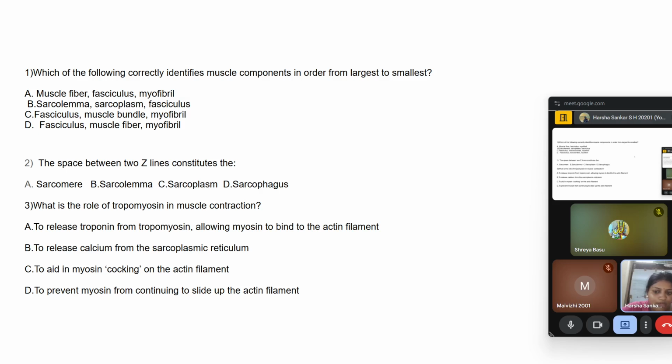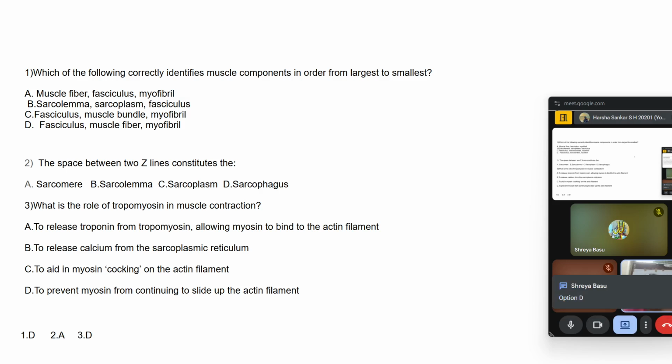What is the role of tropomyosin in muscle contraction? Option A, to release the troponin from tropomyosin, allowing the myosin to bind to the actin filament. Option B, to release the calcium from sarcoplasmic reticulum. Option C, to aid in myosin walking on the actin filament. Option D, to prevent myosin from continuing to slide up the actin filament. What is the role of tropomyosin?